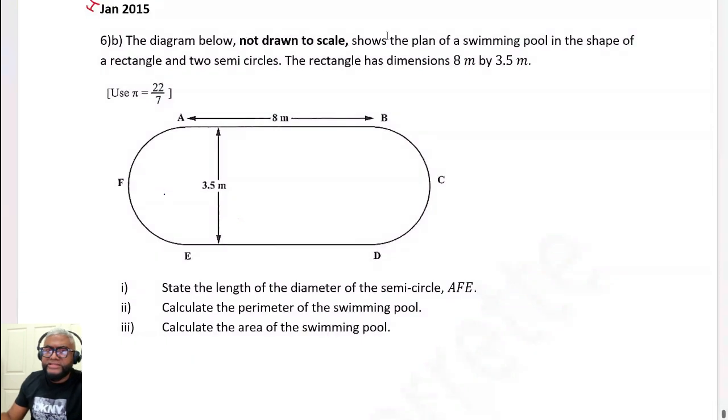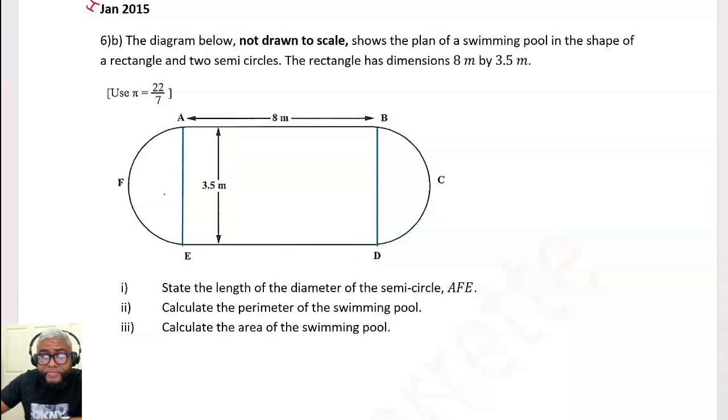The diagram below, not drawn to scale, shows the plan of a swimming pool in the shape of a rectangle and 2 semicircles. So the question tells you what the compound shape is made of: a rectangle in the middle and 2 semicircles on the ends. The rectangle has dimensions 8 by 3.5. I'm going to draw the diameter here. It's not seen, but it is there, and another diameter here for each semicircle.